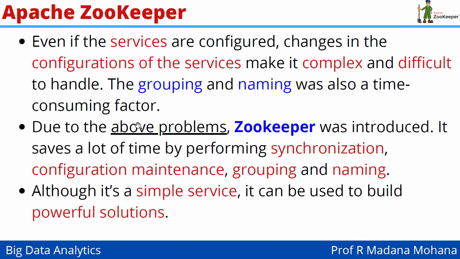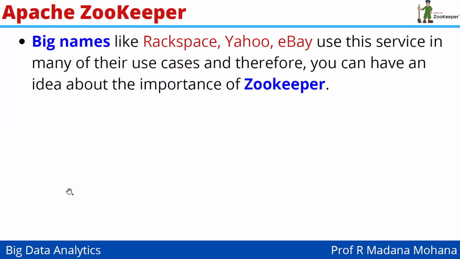Due to these problems, Zookeeper was introduced. It saves a lot of time by performing synchronization, configuration maintenance, grouping, and naming. Although it is a simple service, it can be used to build powerful solutions. Finally, big names like Rackspace, Yahoo, and eBay use this service in many of their use cases, and therefore we can have an idea about the importance of Zookeeper.